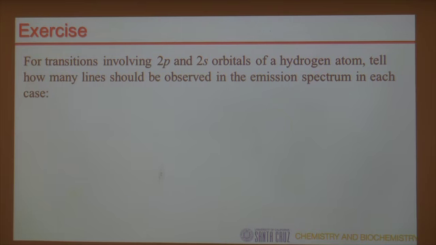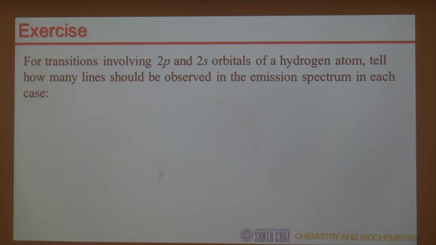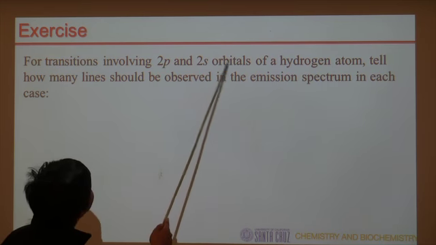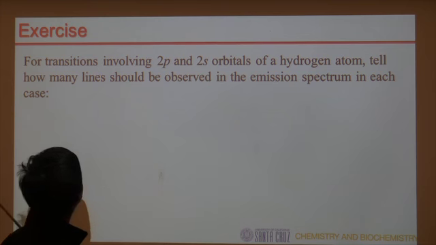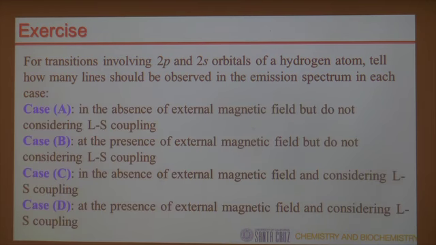Okay, so let's do one exercise. For transitions involving 2p and 2s orbitals, here I use the orbital notation. It's not term symbol, just keep in mind, in order to tell whether the transition is allowed or not, usually we need to convert to terms anyway. But wait a minute, maybe this question does not ask me to use the selection rule. The 2p and 2s orbitals of a hydrogen atom, tell how many lines should be observed in the emission spectrum. Okay, let's do one by one. I'll give you some time.